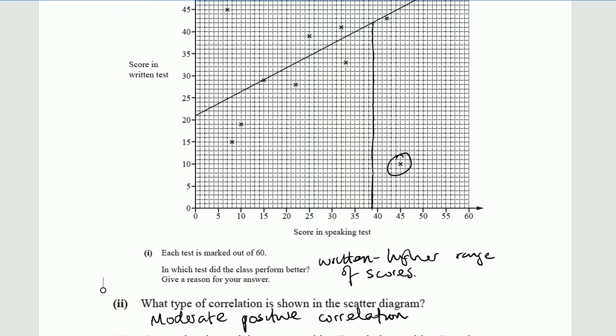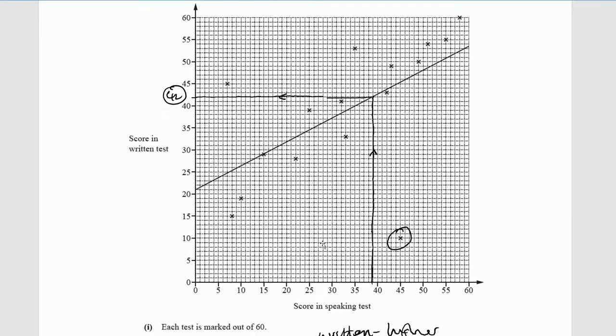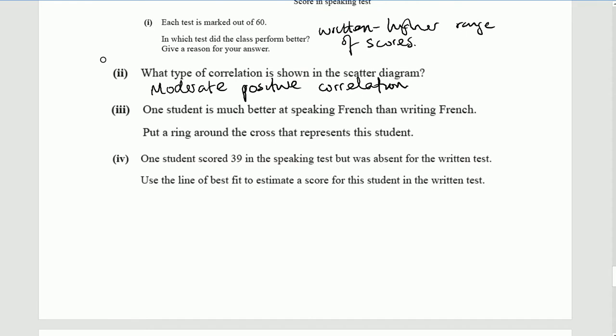So there's me going up from 39, and now we're going across. You would use a ruler, of course, over here. So that looks like a score of 42, and that will be the answer to that question. Okay, so there we go.